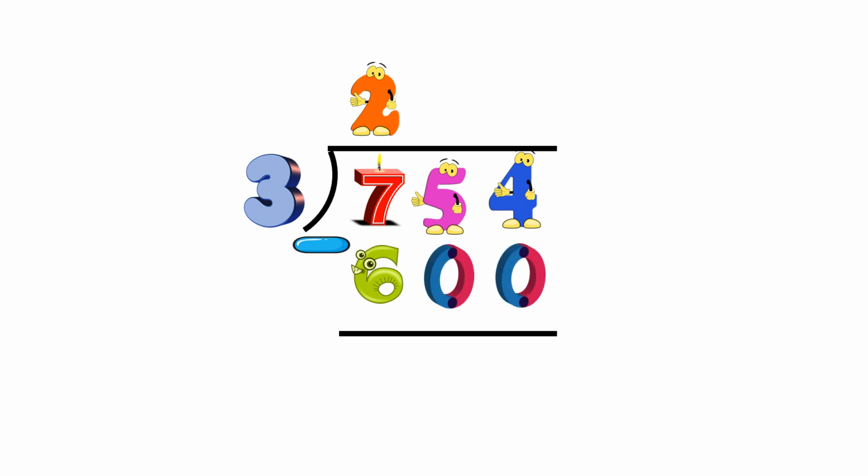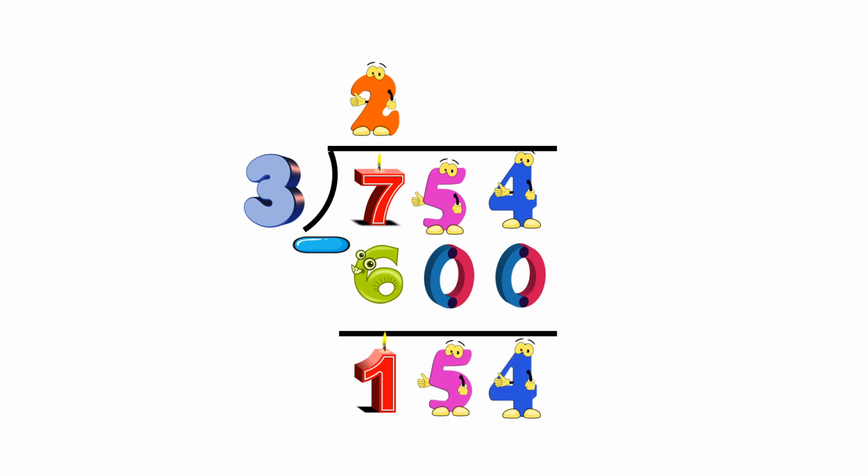In order to subtract these two numbers, first we start by subtracting the ones digits. The ones digits here are 4 and 0, and 4 minus 0 is equal to 4. Then we subtract the tens digits. The tens digits here are 5 and 0, and 5 minus 0 is equal to 5. And finally, we subtract the hundreds digits. The hundreds digits here are 7 and 6, and 7 minus 6 is equal to 1. So we have 154 as a remainder.